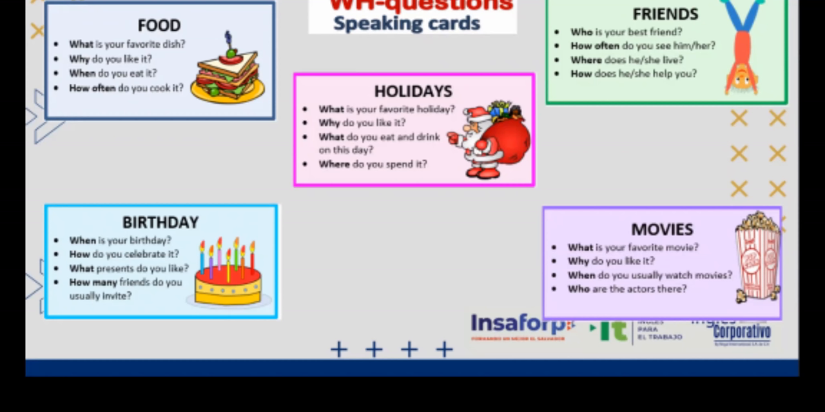If not, we'll repeat the same. I like it because of the flavor. I like it because of the flavor. I like it because the flavor. Because of. Or because. Because of. Así, ¿verdad? I like it because of the flavor. Okay. Very good. Now, I think we should go.